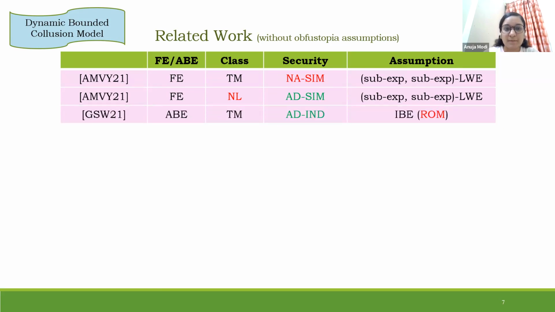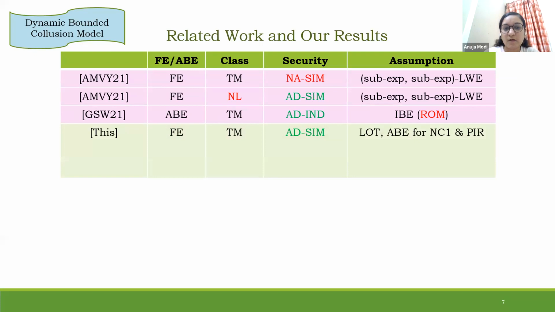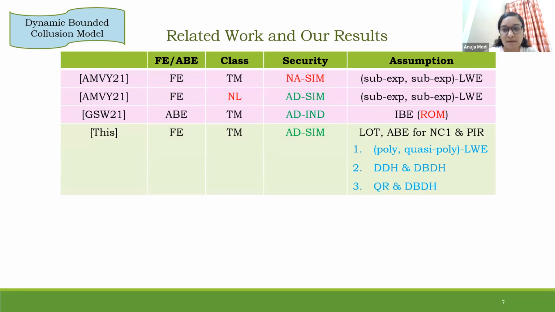Goel et al. constructed ABE for Turing machines, which is adaptively indistinguishable secure from IBE, but it is secure in the random oracle model. Note that in these works, the encryption time of the Turing machine depends on the running time of the computation. In our work, we construct FE for Turing machines, which is adaptively simulation secure from LOT, ABE for NC1 and PIR. Since LOT, ABE for NC1 and PIR can be based on different other assumptions, we get FE for Turing machines from polynomial hardness of LWE with quasi-polynomial approximation factor, DDH and DBDH, and QR and DBDH.